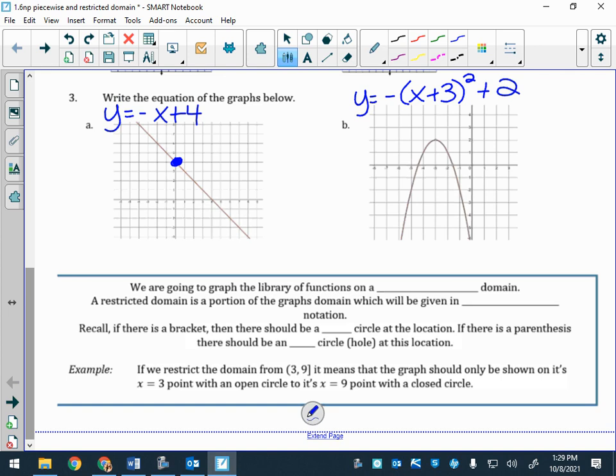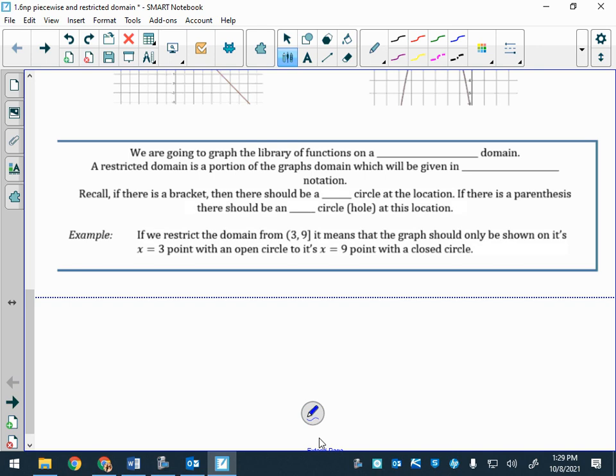Okay. Good. So today we are going to look at our lovely library of functions on a restricted domain. So when you hear a restricted domain, what does that sound like to you? Yeah, Dino. A set of values from start to finish, pretty much. A restricted domain is a portion of a graph's domain in which we'll be given either interval notation or inequality. Interval or inequality.